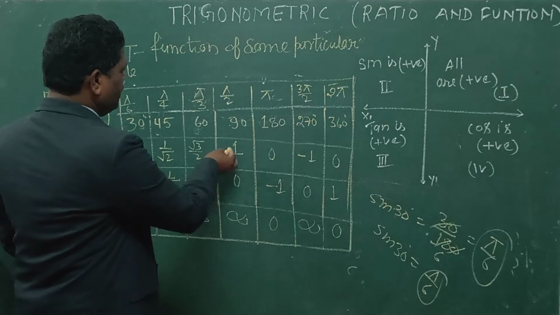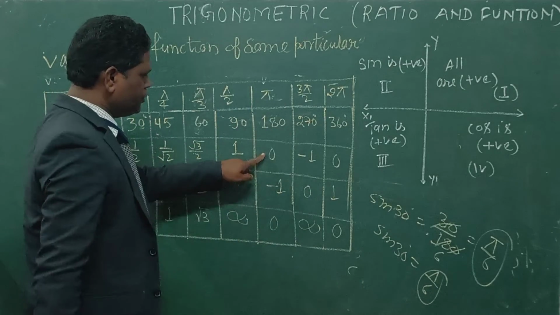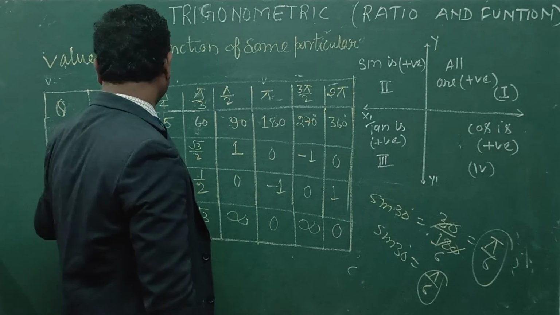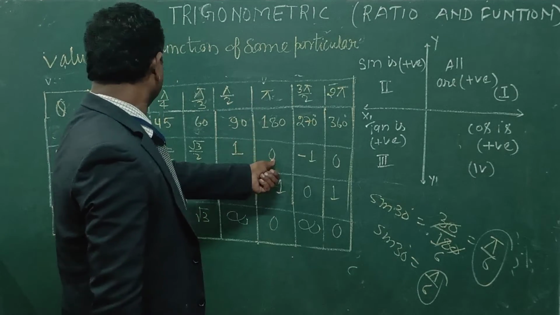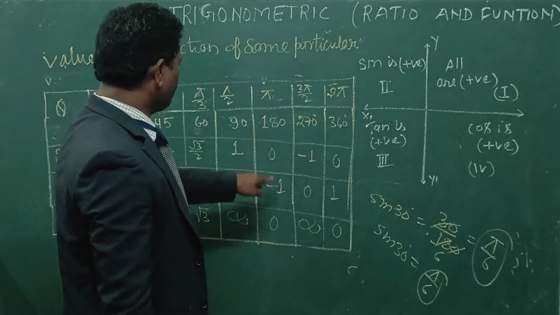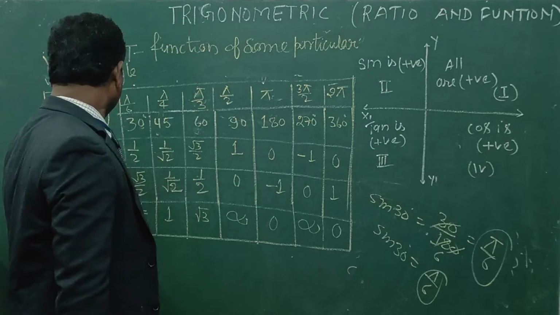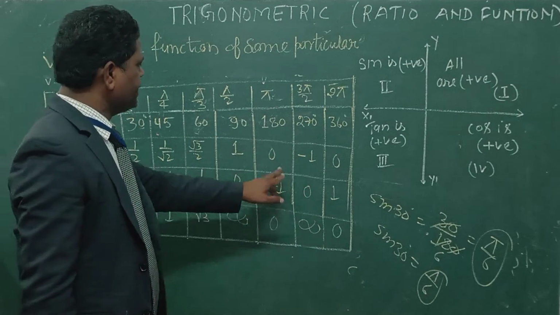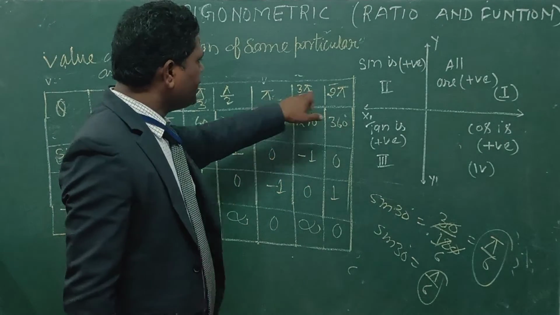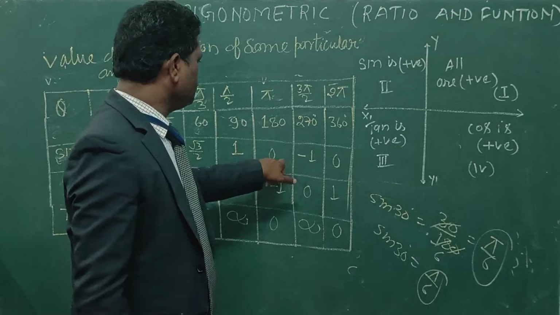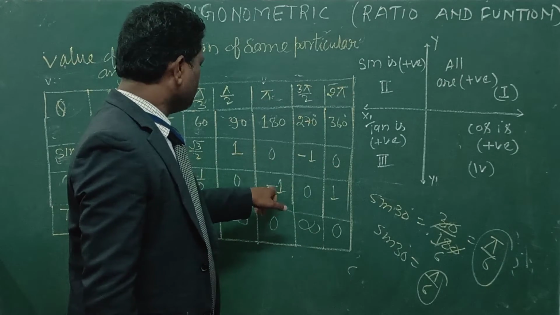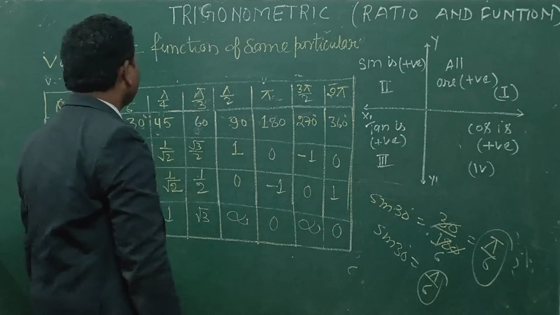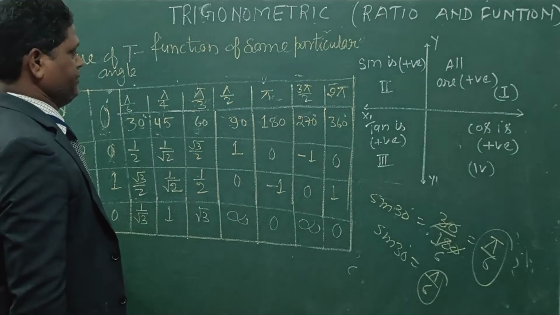First of all, at pi: sin pi value is 0, cos pi value is minus 1, and tan pi value is 0. Pi and 2 pi are the same for sin and tan: 0, 0, and cos is minus 1 and plus 1. First we learn the values of pi: sin, cos, tan.